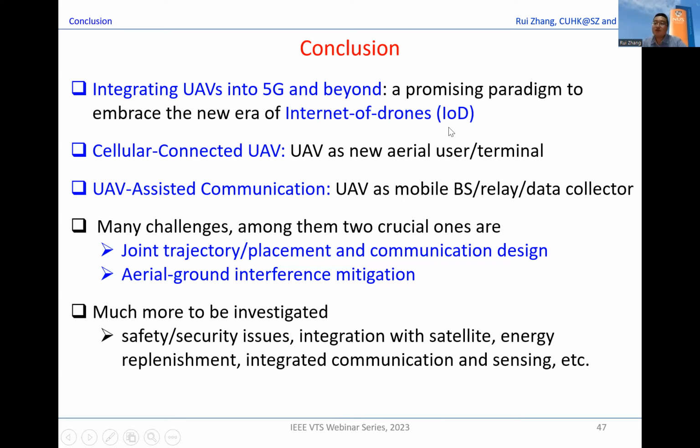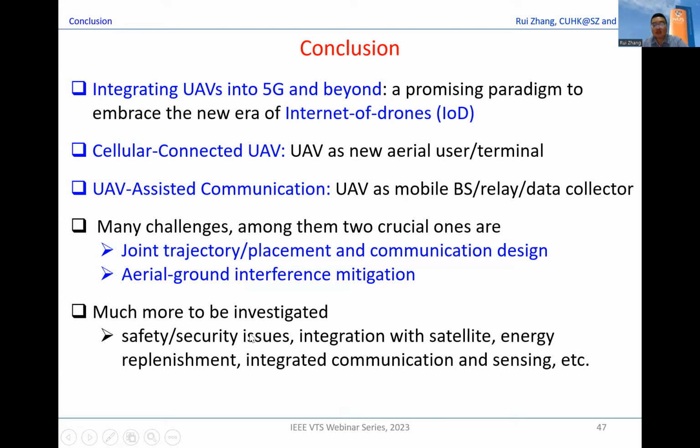And there are two types of UAV application. One is UAV as a terminal, a moving terminal, right? We call it the cellular-connected UAV. The other one is to use UAV as a mobile base station or relay or data collector, which is called UAV-assisted communication. And there are many challenges. Here I only highlight the two crucial ones from the communication perspective. One is the joint trajectory, placement and communication design for UAV. The other one is how to handle the UAV-to-ground or air-to-ground interference issue.